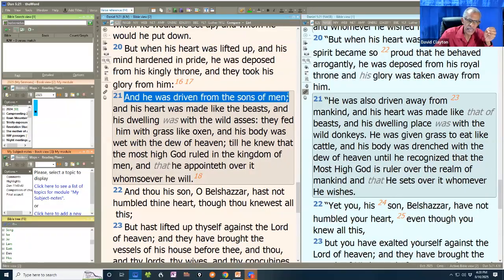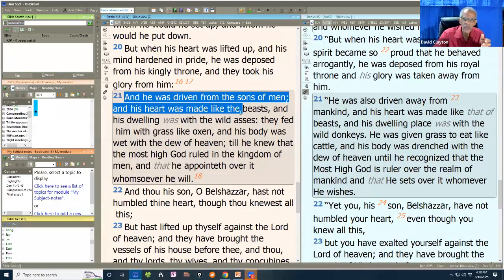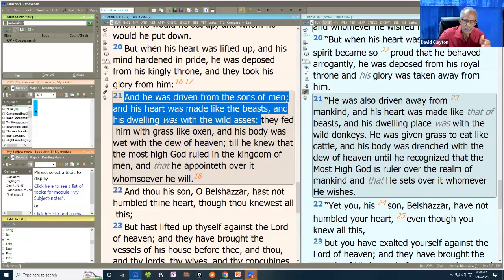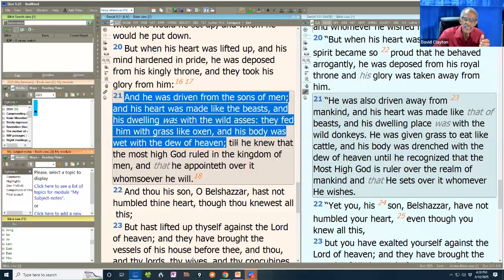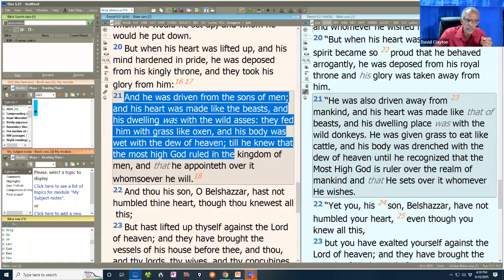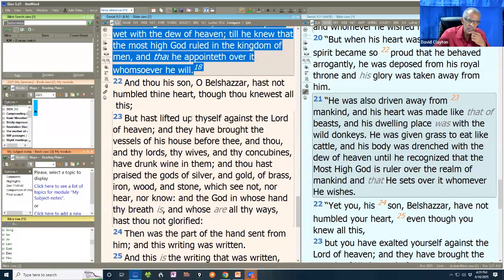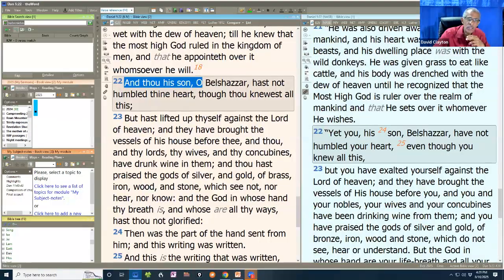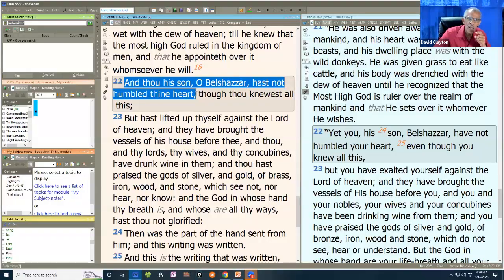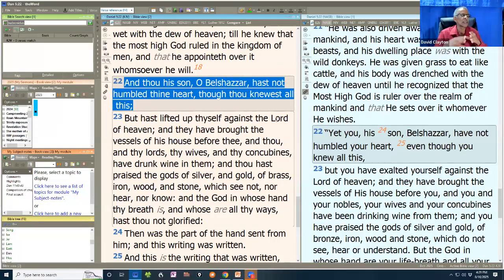And he was driven from the sons of men, and his heart was made like the beasts, and his dwelling was with the wild asses, wild donkeys. They fed him with grass like oxen, and his body was wet with the dew of heaven, till he knew that the Most High ruled in the kingdom of men, and that he appointed over it whomsoever he will. Now, this is why I'm saying that Belshazzar had knowledge of this, because Daniel says, And thou his son, O Belshazzar, hast not humbled thine heart, though thou knewest all this. So it is clear that he had knowledge of the history of what had happened to his father Nebuchadnezzar. He knew that Nebuchadnezzar had been made mad for 7 years, and he knew the reason for it.